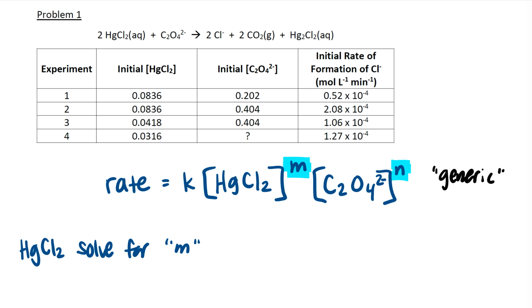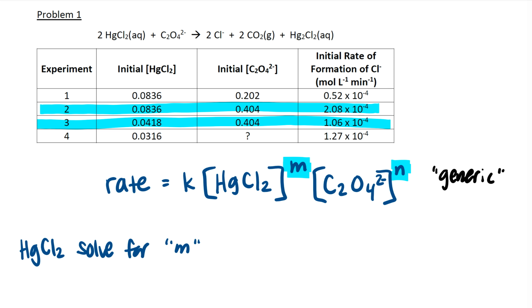And in doing table logic, I want to pick two trials or experiments in which mercury chloride is changing, but the other reactant, the oxalate, is remaining constant. And so when I look at my data here, the two experiments that I want to focus on are experiment number 2 and experiment number 3. And that's because the oxalate is being held constant here. So I know that the change in rate is due only to the fact that we changed the concentration of the mercury chloride and nothing else has changed, assuming the other reactants are remaining constant and temperature is remaining constant.